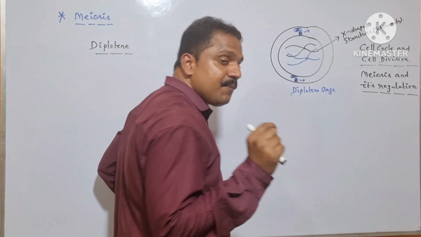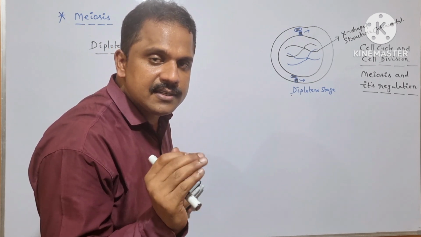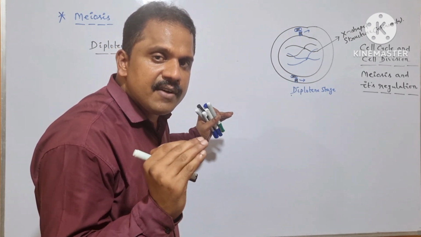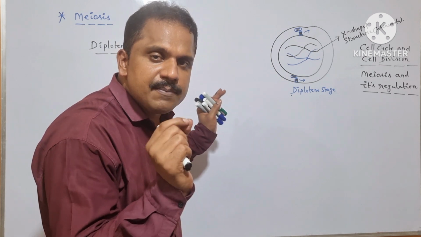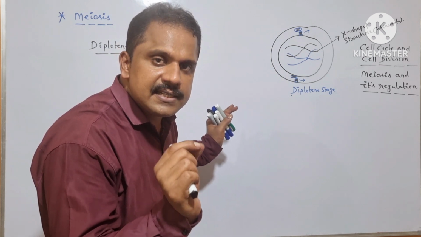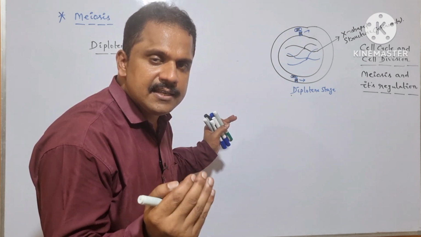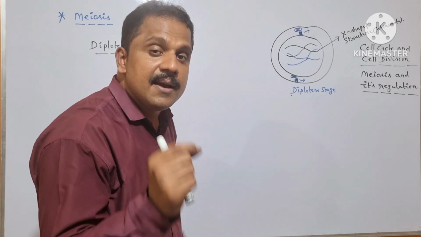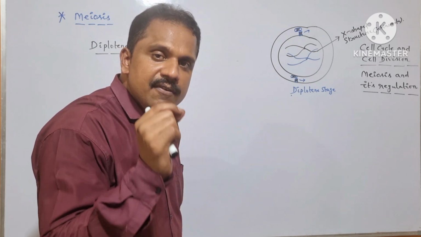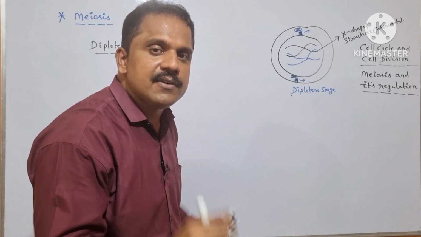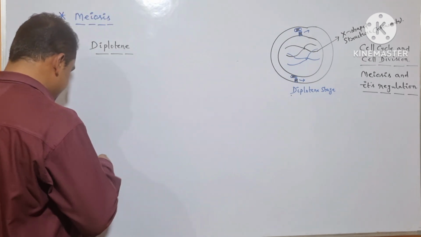The synaptonemal protein complex forms during the zygotene stage. But when the cell division progresses into the diplotene stage, the synaptonemal complex disappears. Though the synaptonemal complex disappears during the diplotene stage, the region where the crossing over has taken place is still observed during the diplotene stage. Is it clear? So let me write it here.